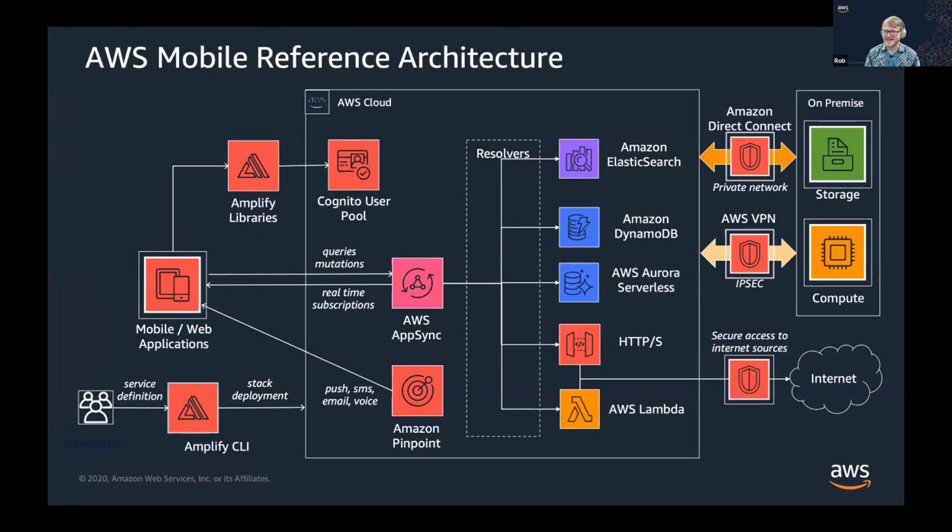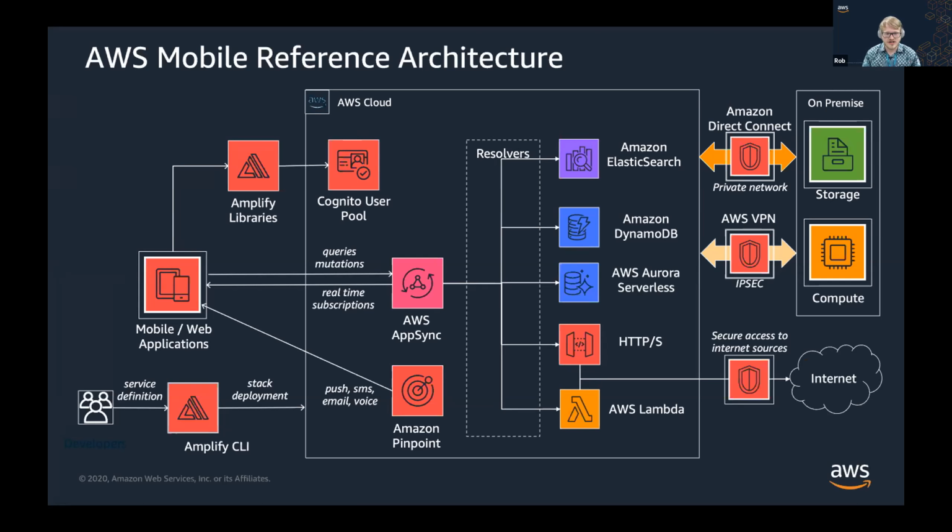So the fun stuff. Here's a reference architecture for what this would actually look like in a mobile application. You can see on the left-hand side, we have a mobile and web application that's using Amplify libraries. Likewise, we have the Amplify CLI that's handling provisioning our infrastructure and actually deploying the infrastructure that we specify. The key component that the application is interacting with is our GraphQL API sitting in AppSync.